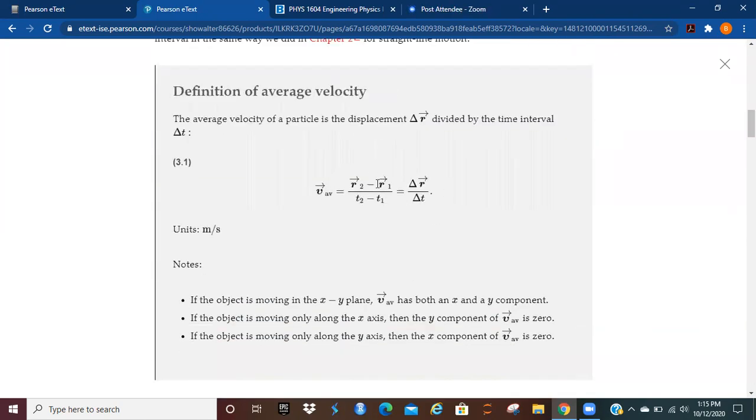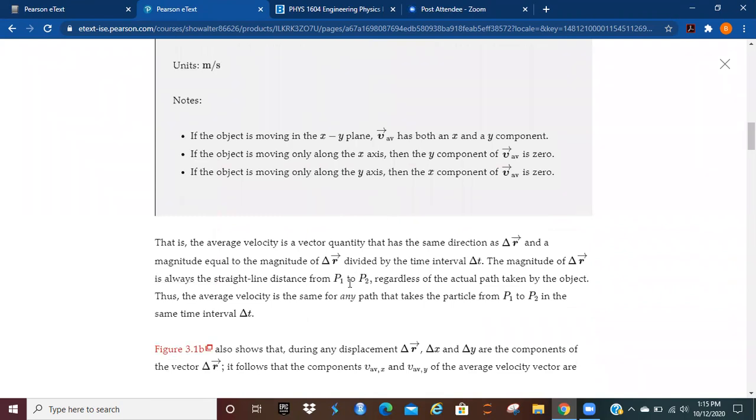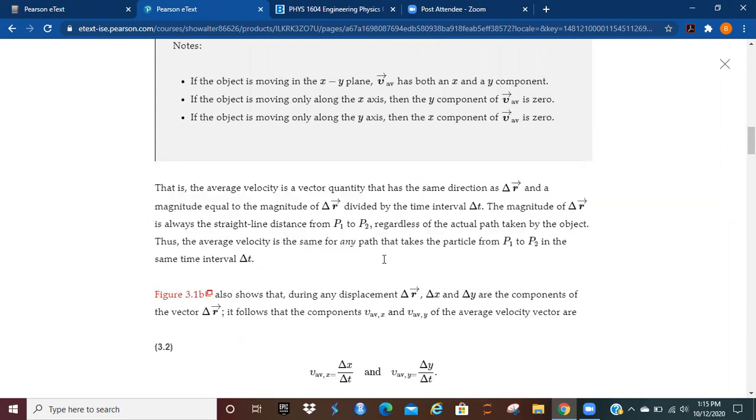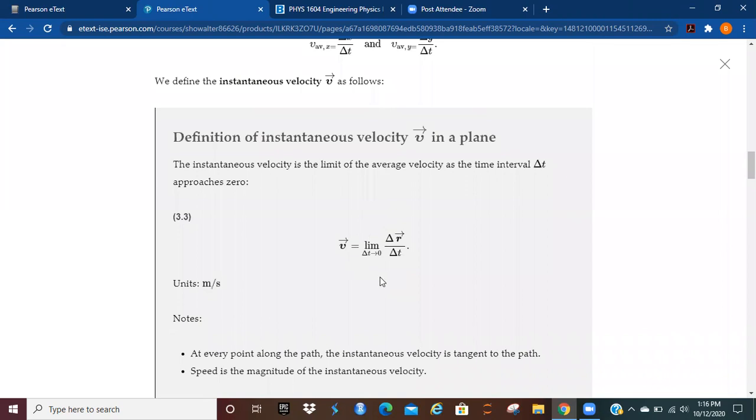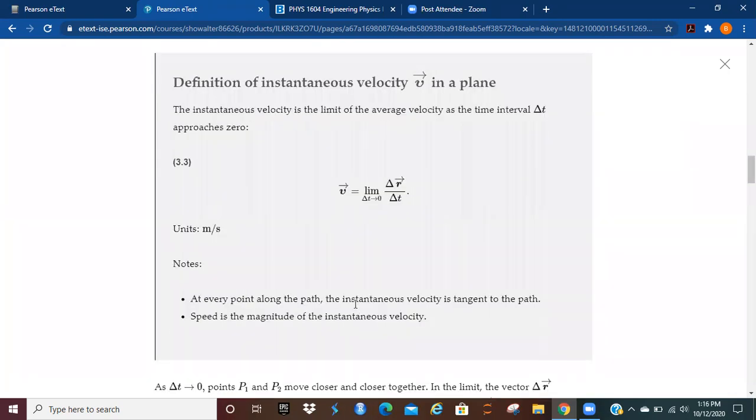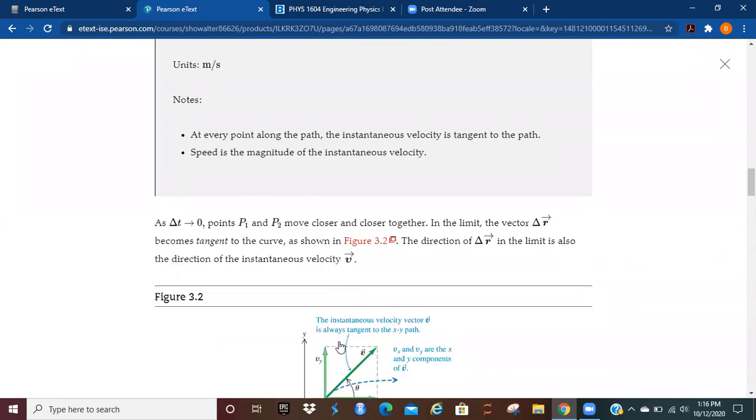Again, we've discussed the average velocity here. One other important thing to note is that if the object is moving only along the x-axis, then the y component is going to be 0. And likewise, if it moves only along the y-axis, then the x component is going to be 0. And we've got our discussion of instantaneous velocity here. At every point along the path, the instantaneous velocity is tangent to the path, and speed is going to be the magnitude of that instantaneous velocity.